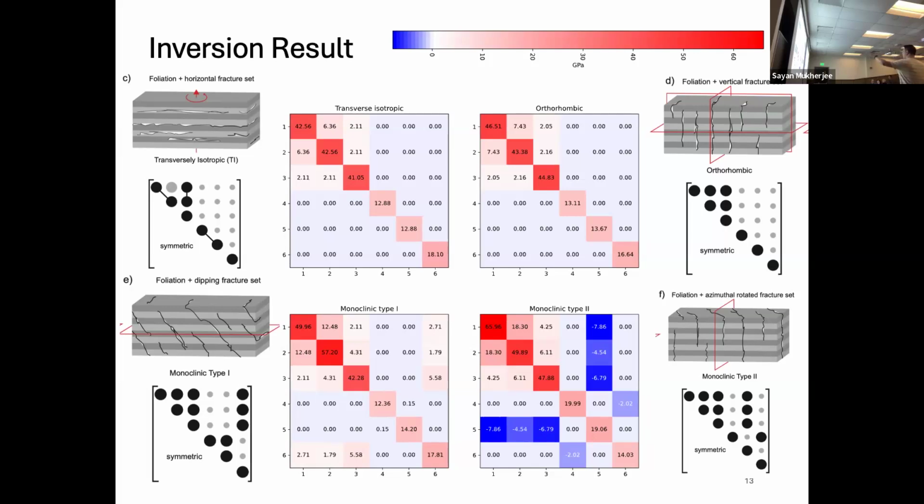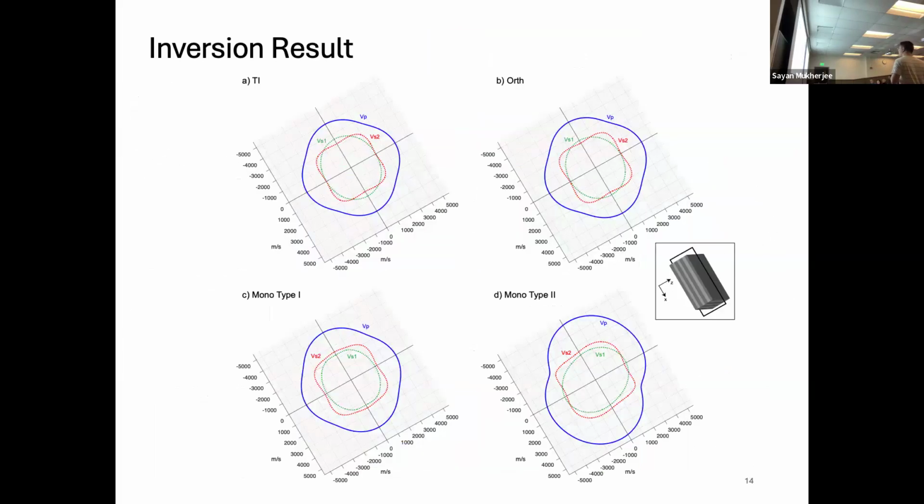Directly looking at these stiffness matrices may not be that straightforward, so we can plot their velocity patterns. And how do we read this figure? Imagine we are working with a certain curve here, let's say the blue one. A point along this curve corresponds to the wave propagating towards that direction, and the distance between that point and the origin, that length, corresponds to the wave velocity in that direction.